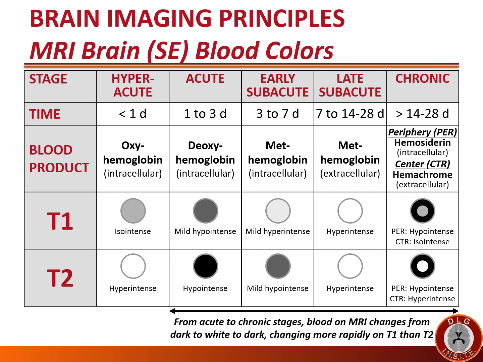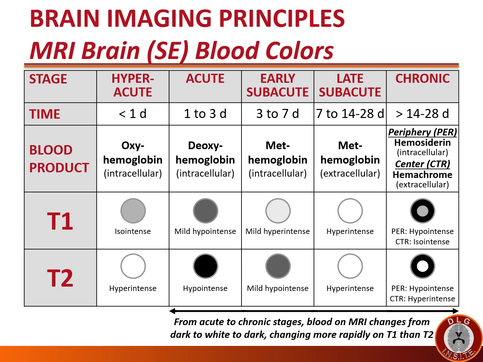Now, I want you to note that from the acute to chronic phases, if you just look at this carefully, blood is in essence going from dark to white to dark. Ignore hyperacute for a moment. We rarely see people with hemorrhages less than a day. Let's take it day 1 to 28. From acute to chronic, it's black to white to black.